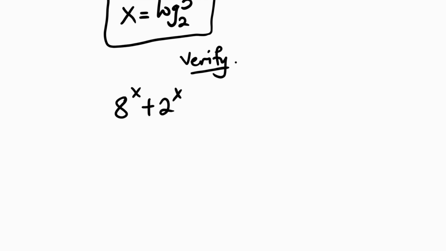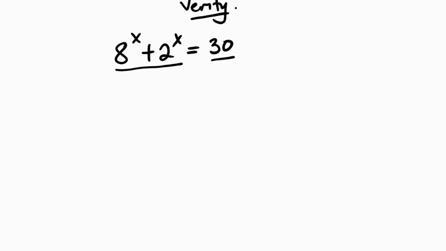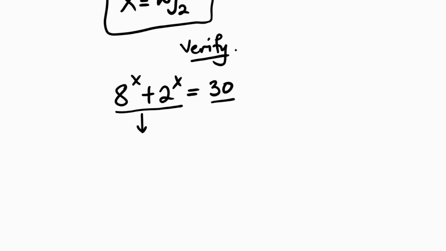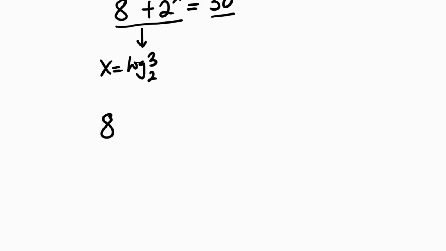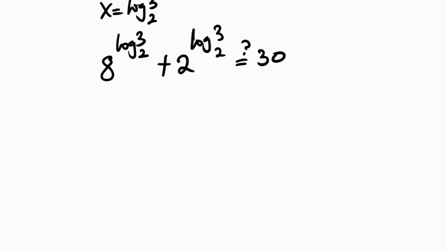Our question states that 8 raised to the power x plus 2 raised to the power x is equal to 30. So now this is our challenge. We need to prove that our left-hand side, if we plug in the value of x to the left-hand side, it will be equal to 30 on the right-hand side. So let's just prove that. So we're going to work with the left-hand side. We have that our x is equal to log of 3 base 2. So let's plug that in. 8 raised to the power log of 3 base 2 plus 2 raised to the power log of 3 base 2. We're trying to see if this is going to be equal to 30.